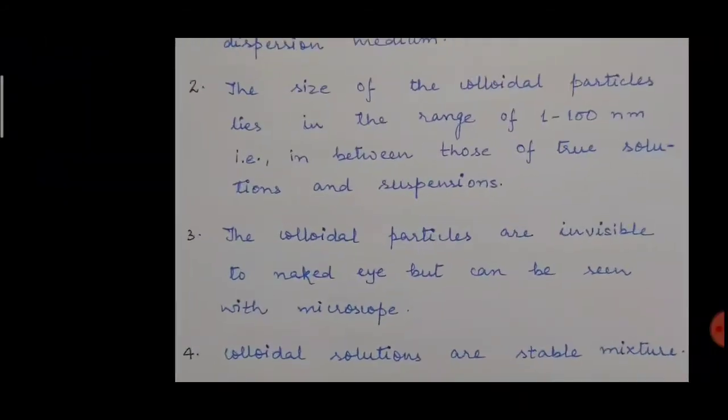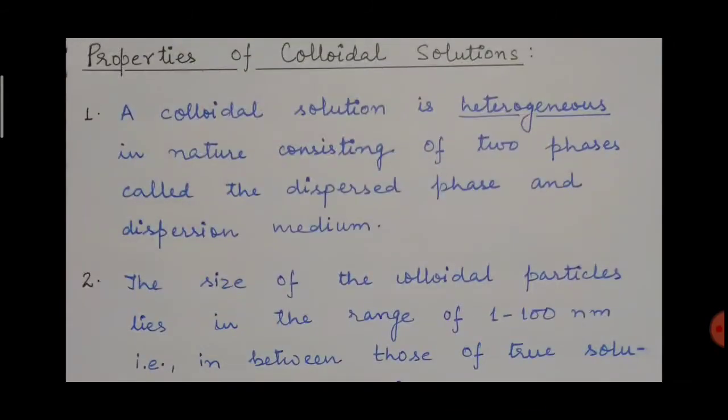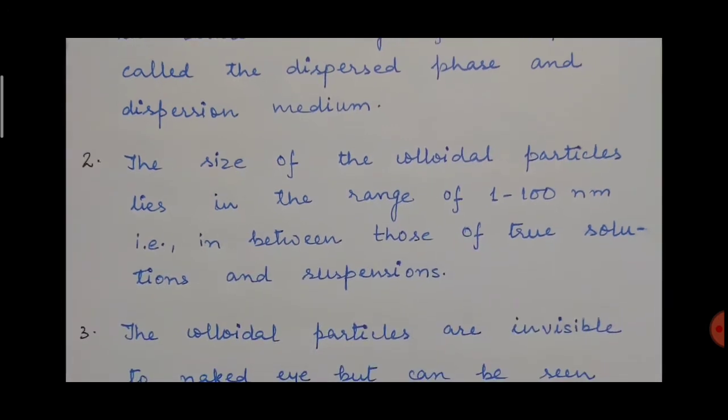Now the next thing is the properties. The first one is that a colloidal solution is heterogeneous in nature, which is also the first point in the definition, consisting of two phases called the dispersed phase and dispersion medium, like we discussed. The second point is that the size of the colloidal particles lies in the range of 1 to 100 nanometers.